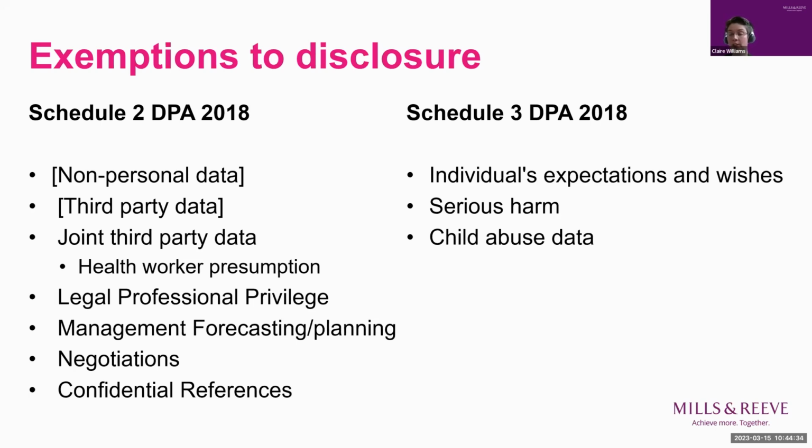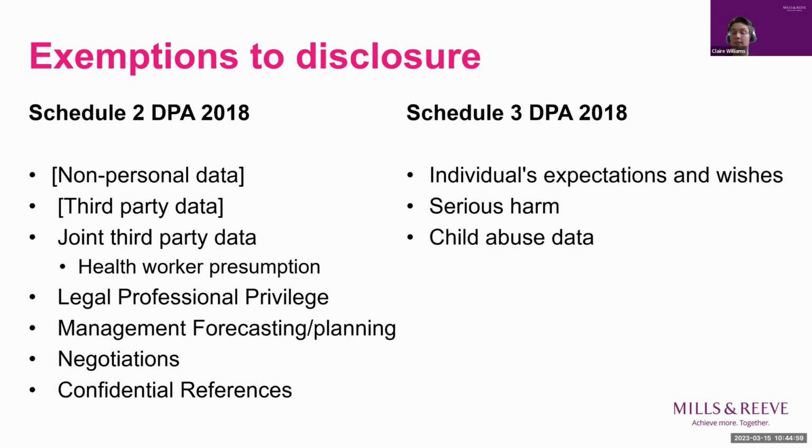Another exemption that you need to be aware of is the serious harm exemption, which is at paragraph 5 of Schedule 3. Where personal data is health data or social care data, and disclosure of it would likely cause serious harm in the opinion of the appropriate medical professional to the physical or mental health of either the data subject, patient or another individual, it can be withheld from disclosure.